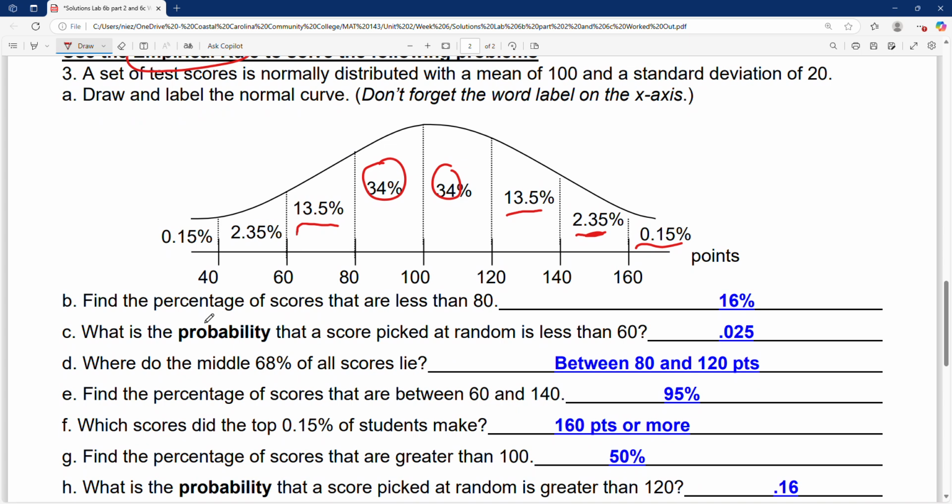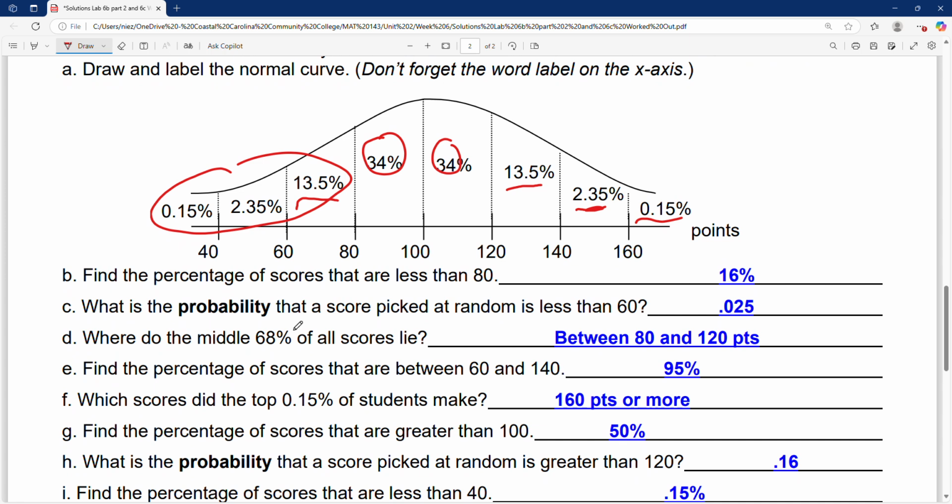Find the percentage of scores that are less than 80. You should add all those three together, and you get 16%. What is the probability that a score picked at random is less than 60? You add 0.15% plus 2.35%, so finally you get 2.5%, or 0.025.